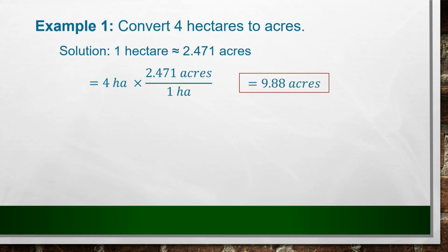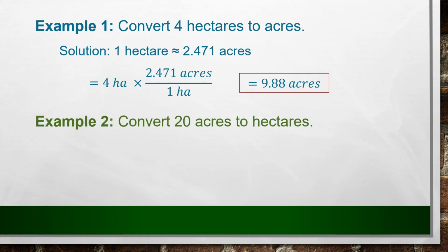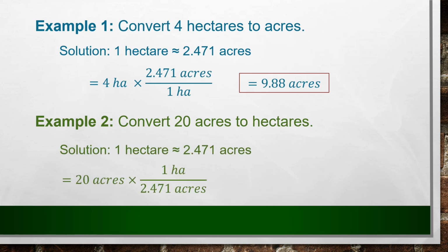Now, what if it's the other way around? So here we multiplied. If it's the other way around, we will divide. So if there are 20 acres, how many hectares are there? Just like what I said, we will just divide the two. So 20 divided by 2.471 is approximately 8.09 hectares.